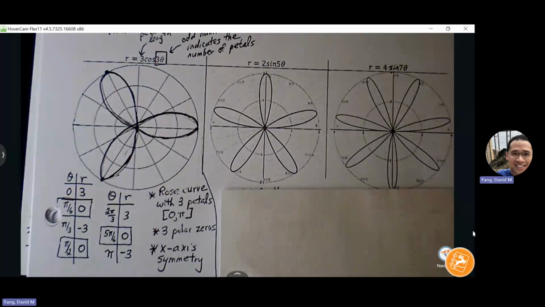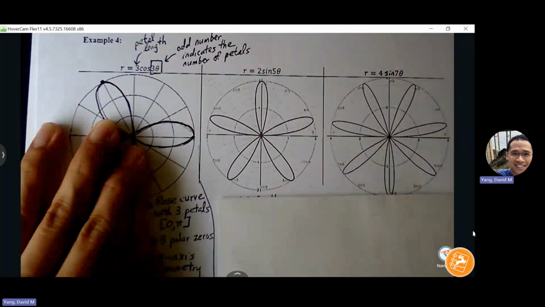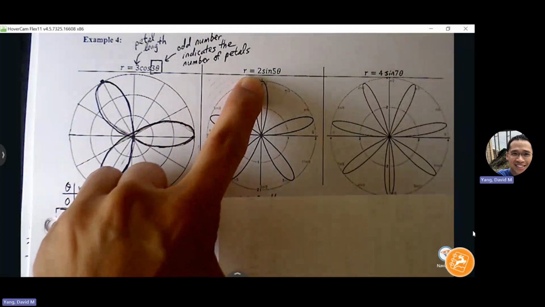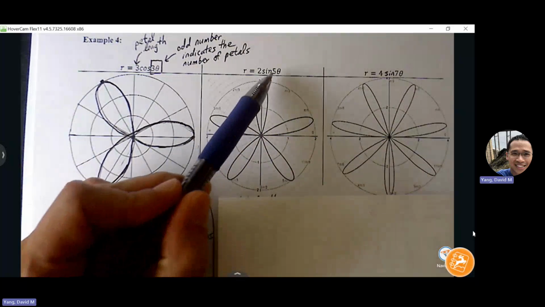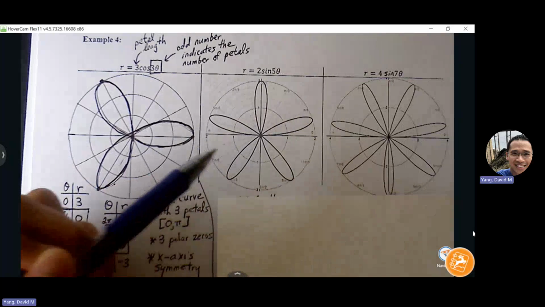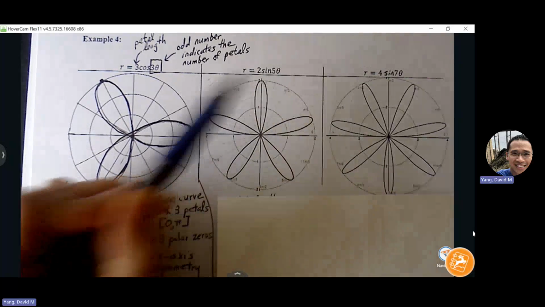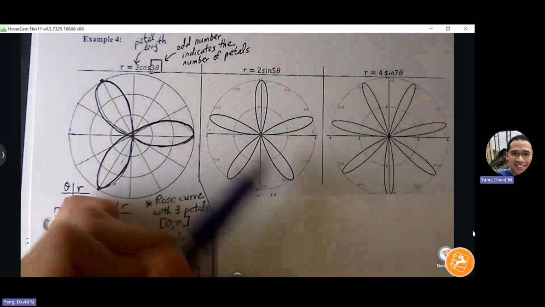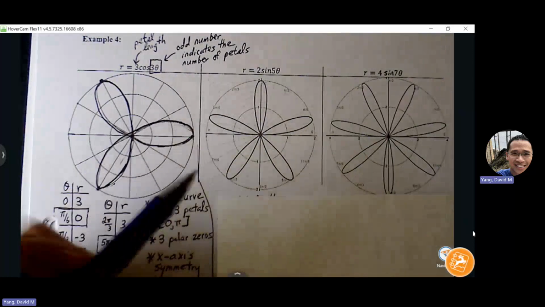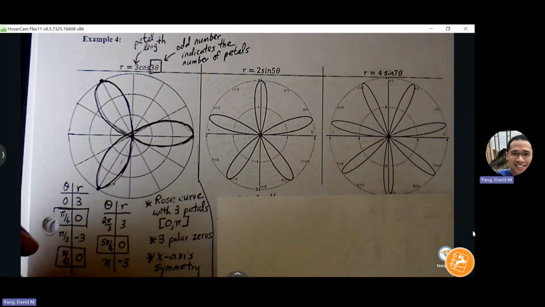I didn't want us to have to graph something like sine of 5 theta or sine of 7 theta, but we can kind of pick out some important properties, right? What do you know about 2 sine of 5 theta? We know that 5 theta tells us 5 petals. The 2 tells us length. Every petal has a length of 2. Symmetry about the y-axis.